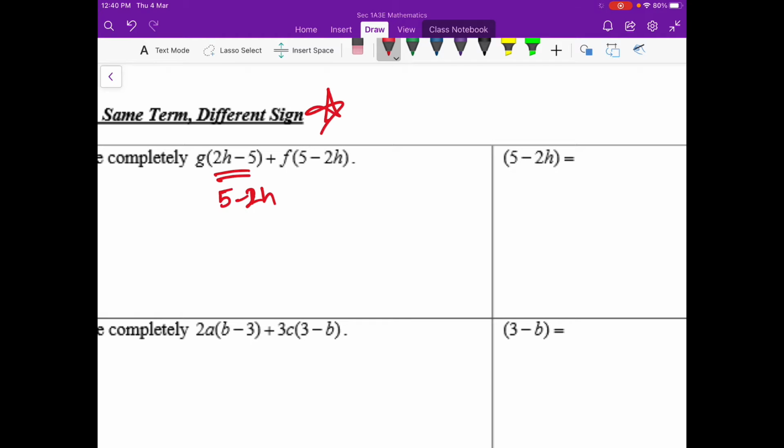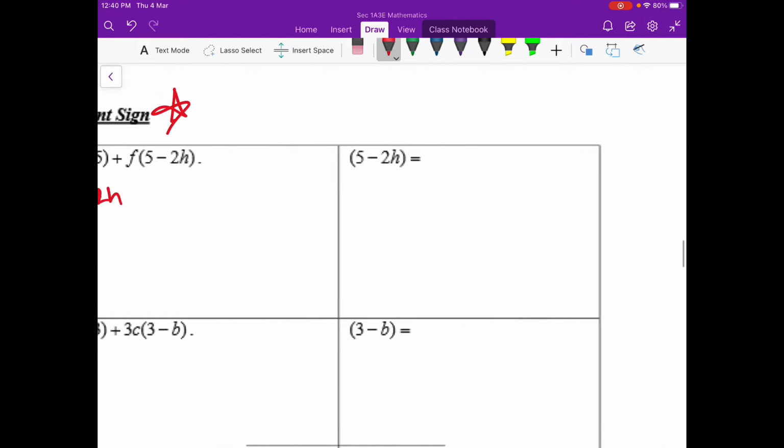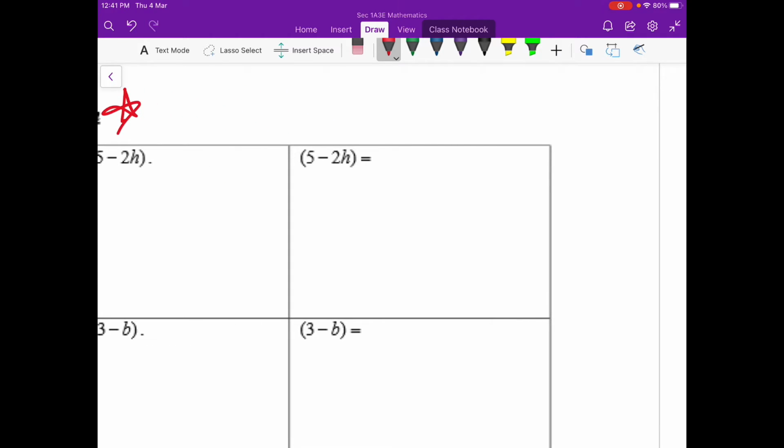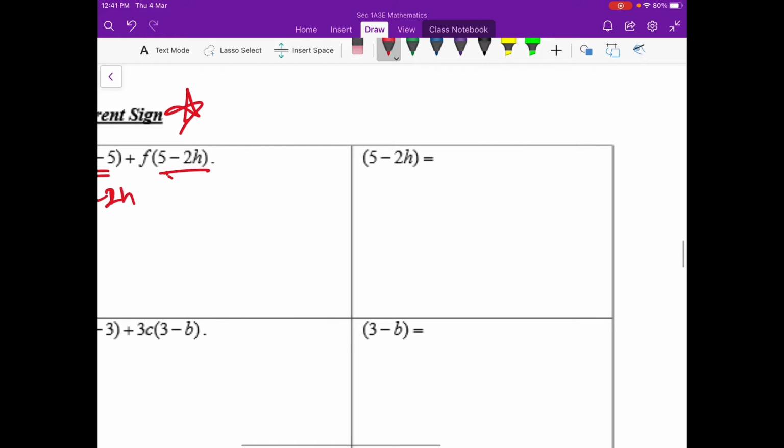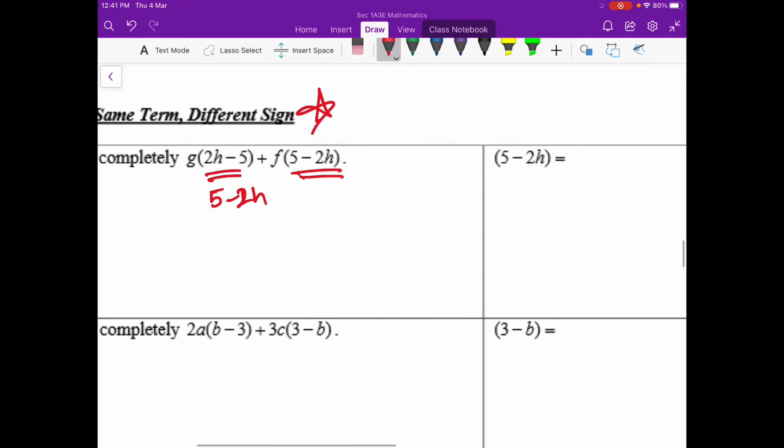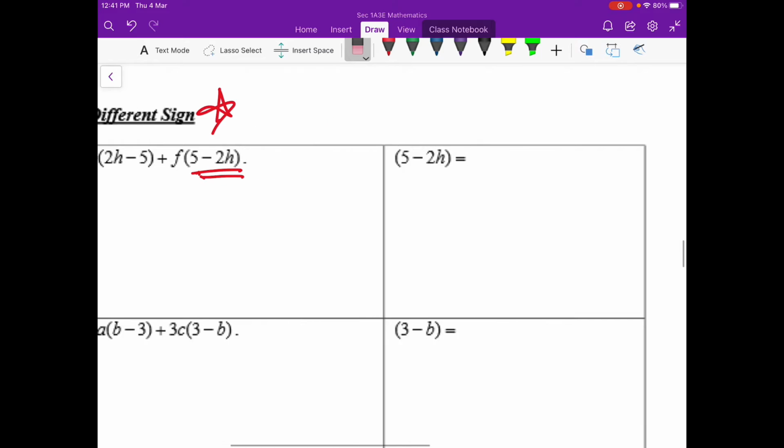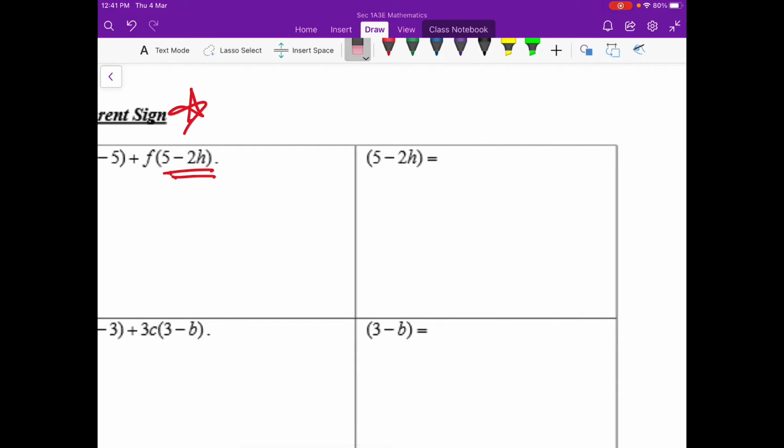So how do we do that? Keeping in mind that they are quite similar. The only difference is the sign. One positive, one negative. One negative, one positive. So we're going to learn how to convert this 5 minus 2h to become 2h minus 5. And it is really simple. How do I convert this to become 2h minus 5? Now obviously they are different, right? All I need to do is to just put a negative sign in front.